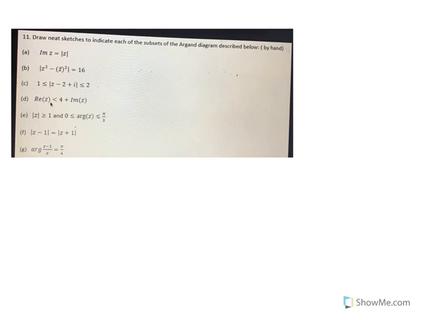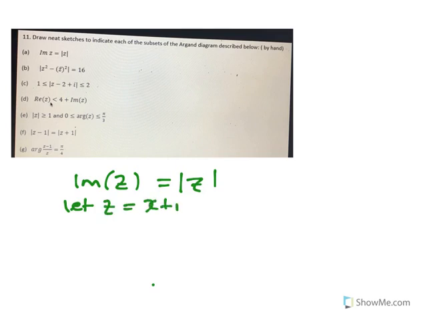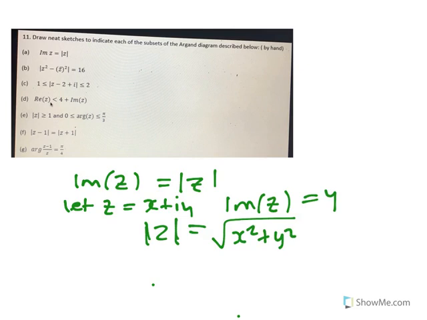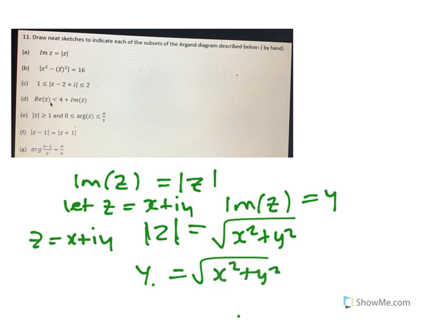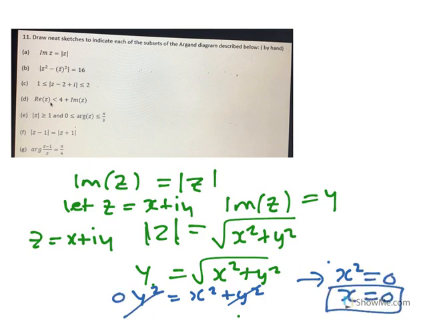Okay, so for the first one, imaginary z equals the absolute value of z. So if you let z equal x plus iy, then imaginary z just equals y. The absolute value of z, or the modulus of z, is the square root of x squared plus y squared, because z equals x plus iy. So that means that y equals the square root of x squared plus y squared. Okay, if you square both sides, y squared equals x squared plus y squared. Therefore, the y squareds cancel and you get x squared is 0, so x equals 0.